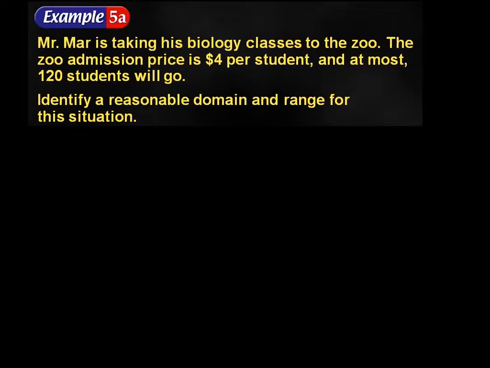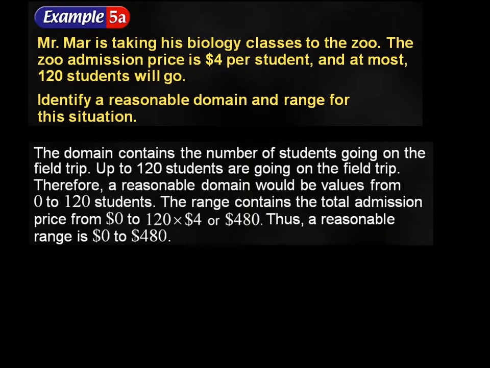Mr. Marr is taking his biology classes to the zoo. The zoo admission price is $4 per student, and at most 120 students will go. Identify a reasonable domain and range for the situation. Now the domain's pretty straightforward. They say there are up to 120 students going. You can't have a negative number of students, so the domain could be anything from 0 to 120.